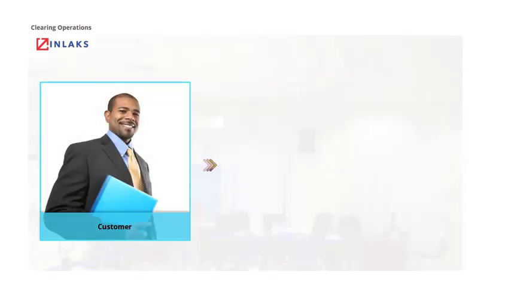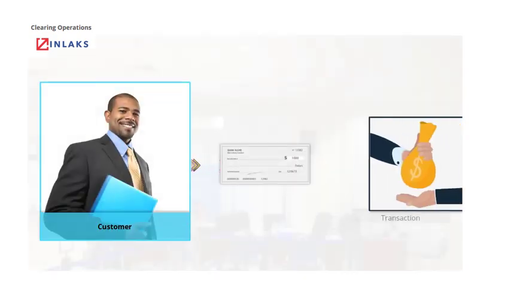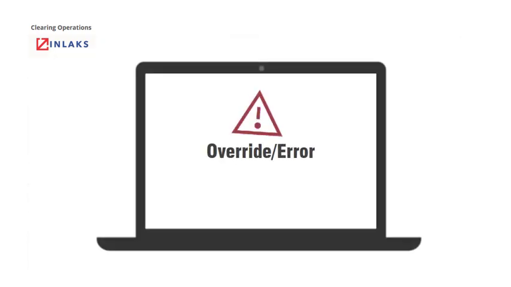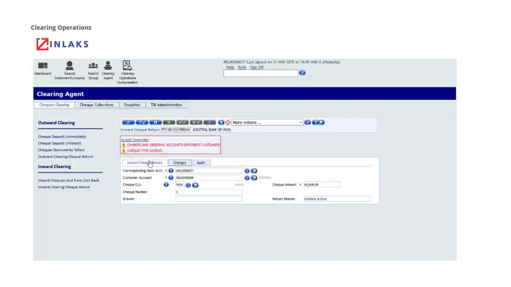Assuming the customer comes again with the same check number to perform another transaction, the system will throw an override or error message indicating that the check number has been used before by the customer, as seen in the following image. Lastly, click the Accept Override tab to override the transaction.